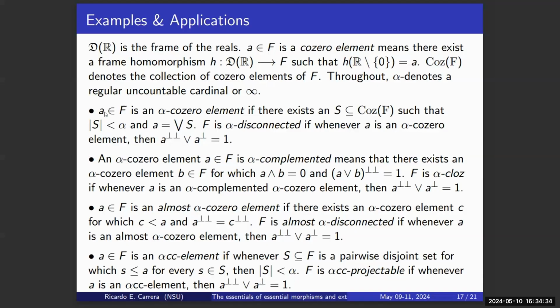Okay. And so the first thing here: A in F is an alpha cozero element if there exists an S in coz F such that its cardinality is less than alpha and A is equal to the sup of S. F is alpha disconnected if whenever A is an alpha cozero element, then A perp sup A perp equals 1. If you let alpha be infinity, then this is basically extremely disconnected. And if you let alpha be omega 1, then you get what's usually called basically disconnected.